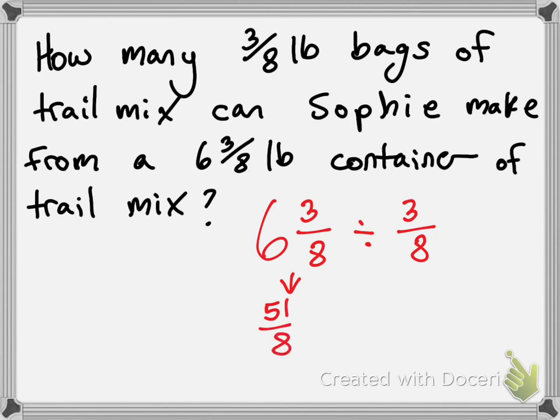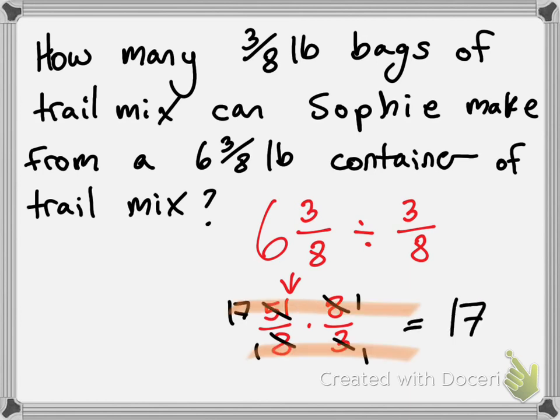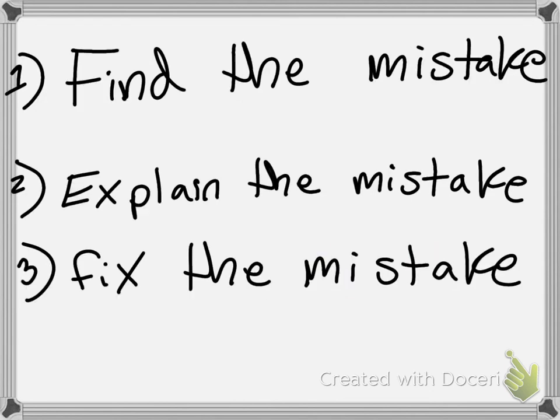Perfect. So we get 51 over 8 divided by 3/8. Keep, change, flip. 8 divided by 8, they become 1. 51 divided by 3, 17 and 1. We cross multiply, and I get 17 over 1, or 17.